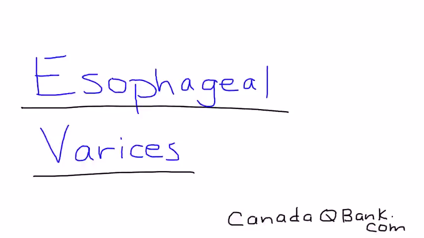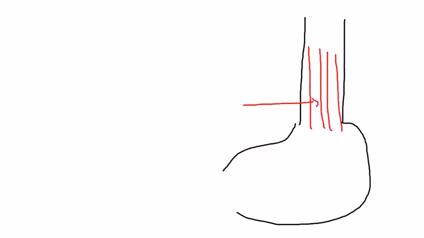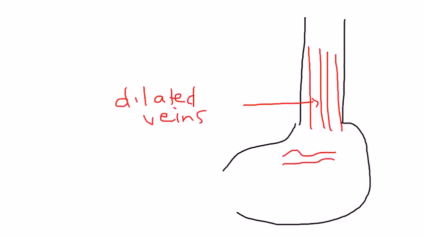Esophageal varices is the topic, and esophageal varices are essentially the dilated veins that exist in the distal esophagus. So you've got these dilated veins that are in the distal part of the esophagus, and what can happen is that they can rupture, and if they rupture, they can cause an episode of massive bleeding.